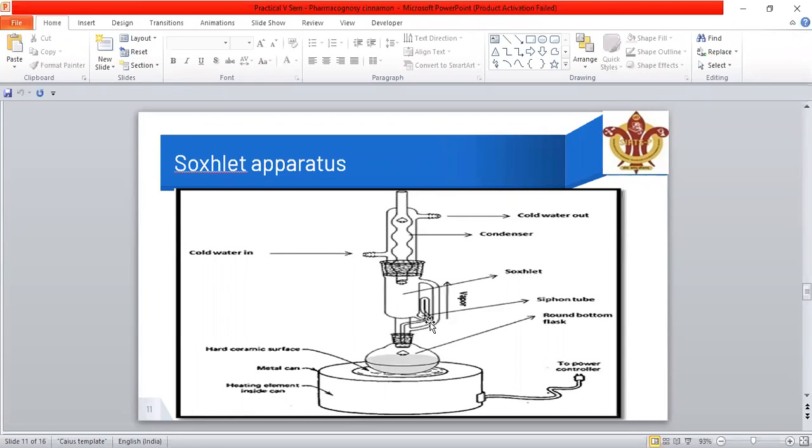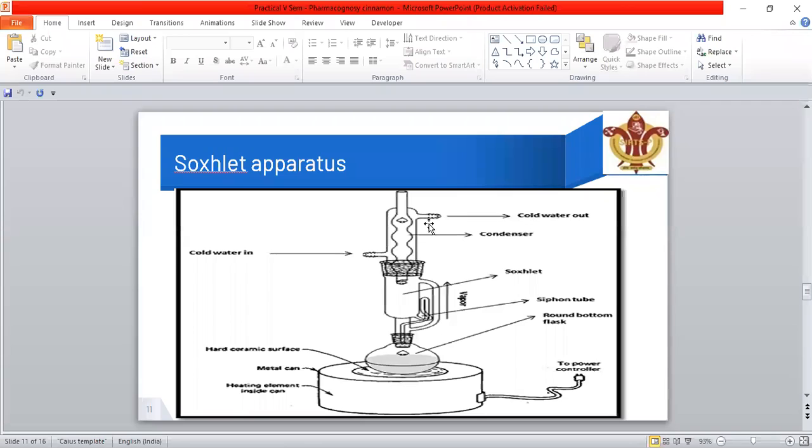This is the main extracting unit. Here, you have to place the drug in a thick filter bag. This is the mouth of the opening of the siphon tube, so you have to make sure that this siphon tube is closed. So you need to prepare a complete thimble, just like your socks, with the bottom closed, and you need to pack the drug in that thimble.